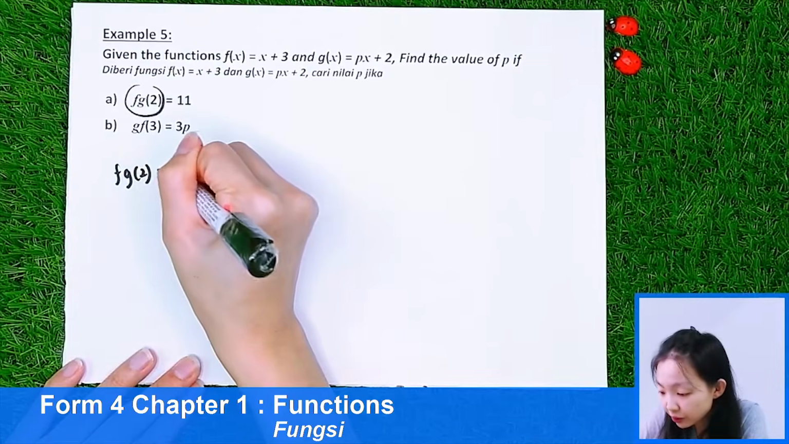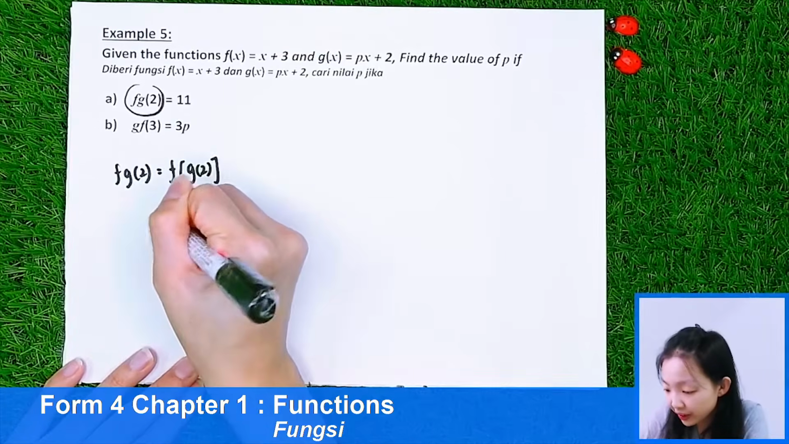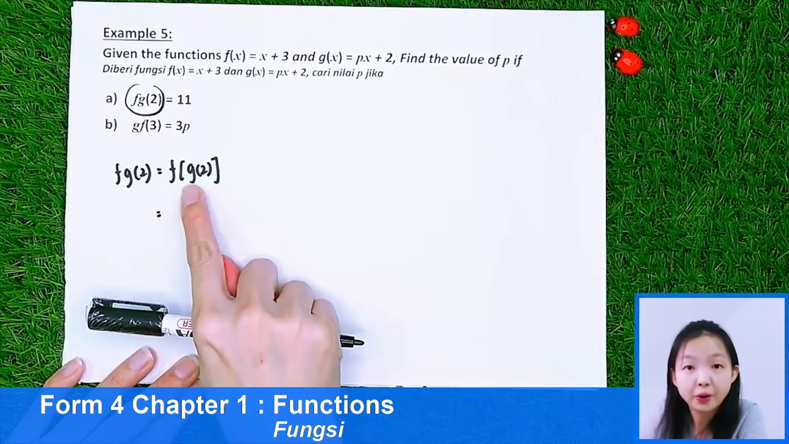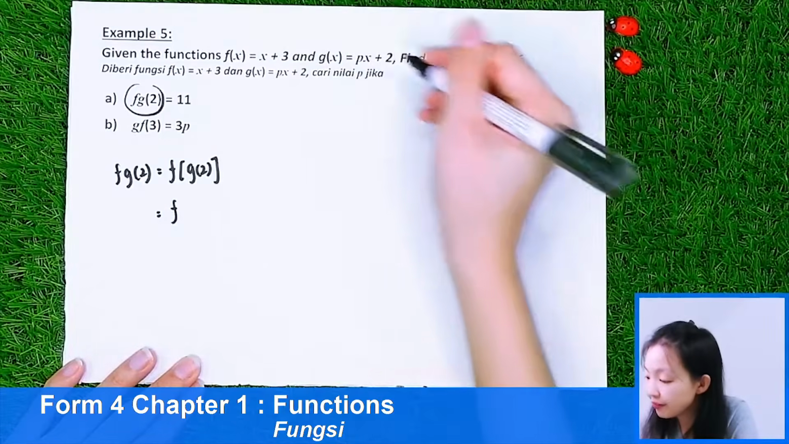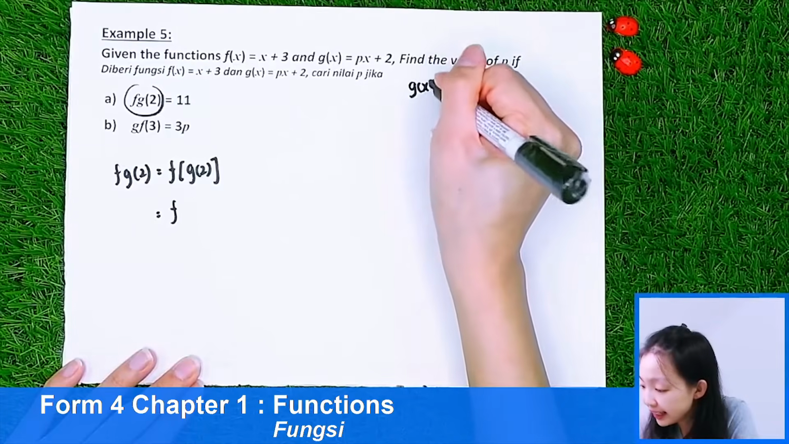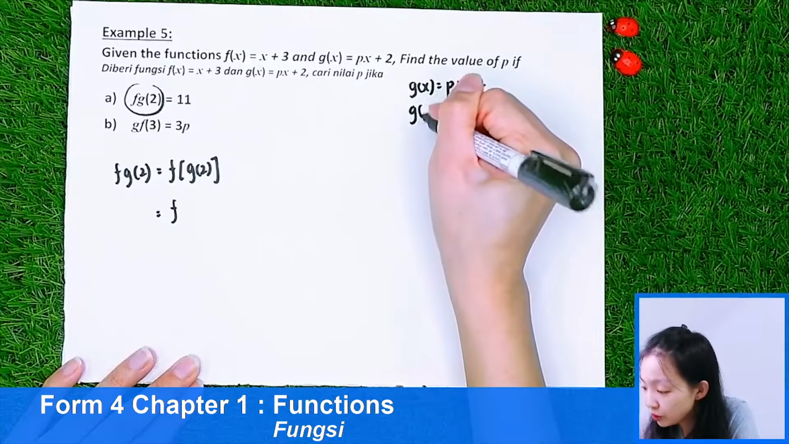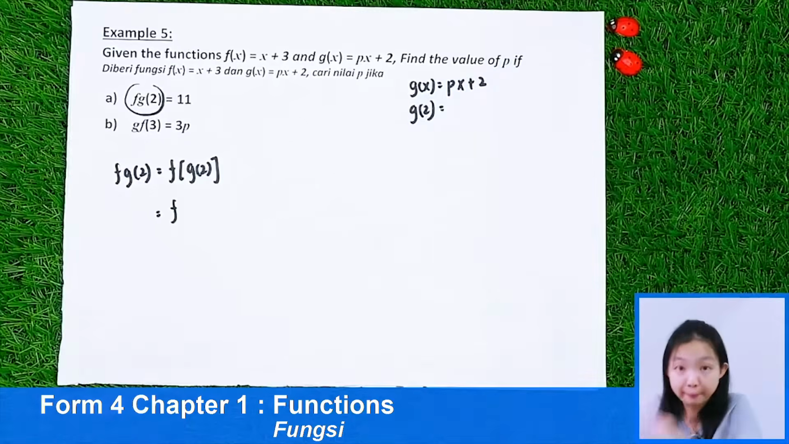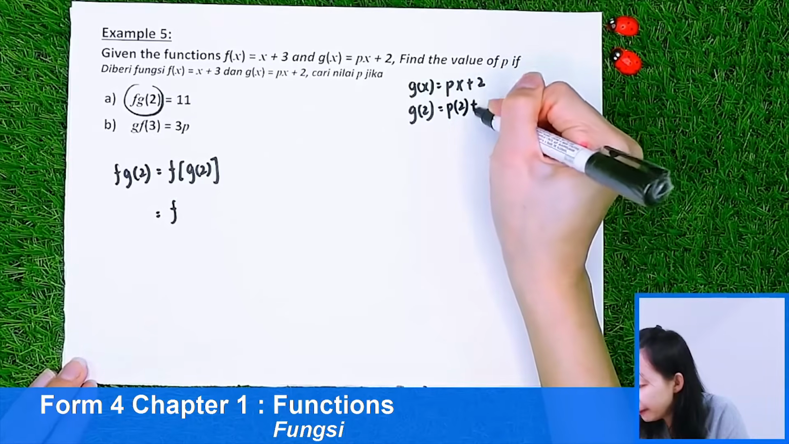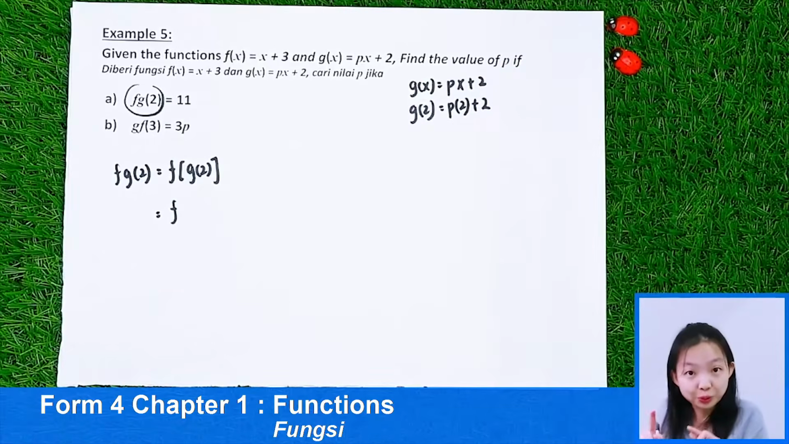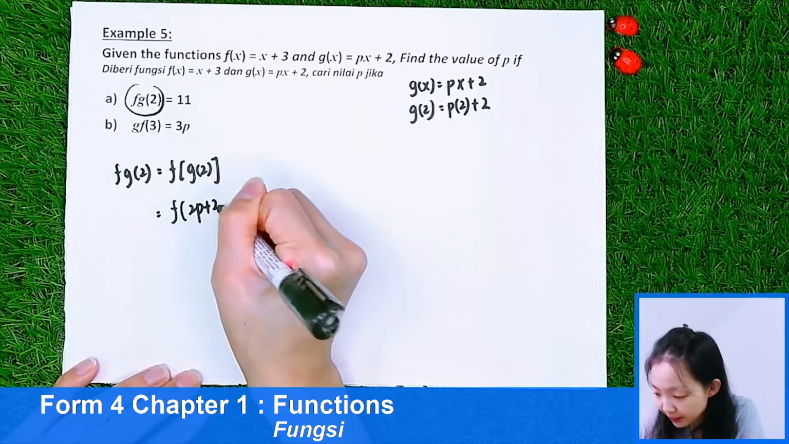fg2 is equals to fg2. Okay, now let us go and find what is g2. From here, the function g(x) is equals to px plus 2. If g2, my x becomes 2, so p times 2 plus 2. So it is 2p plus 2. So actually this one is 2p plus 2.